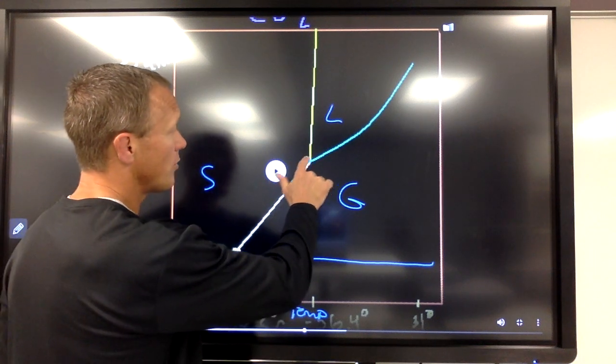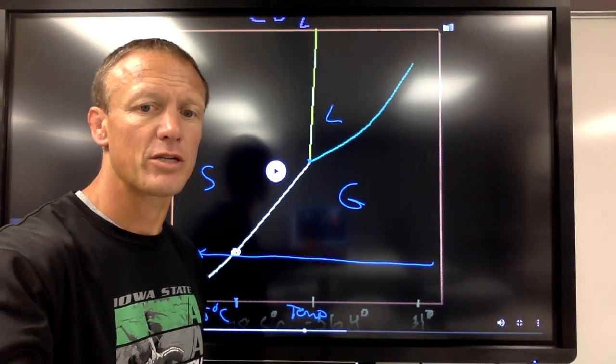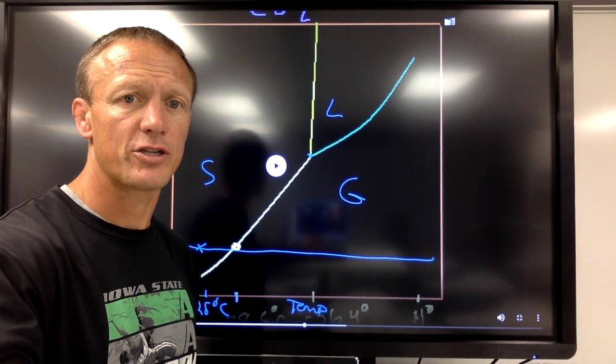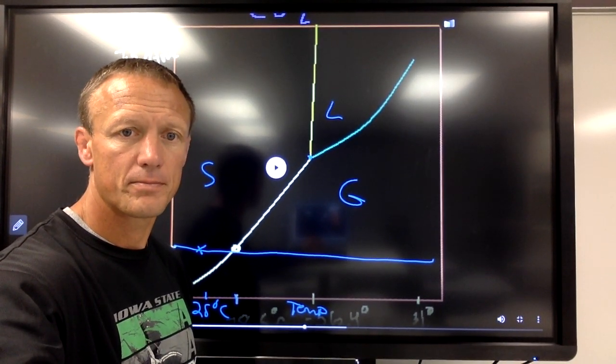Remember, this is called the triple point right here. You'd have solid, liquid, gas all at the same point. So we'll do a little dry ice lab with that where you can mess with different conditions to make it become a solid, liquid, or gas depending on pressure and temperature.